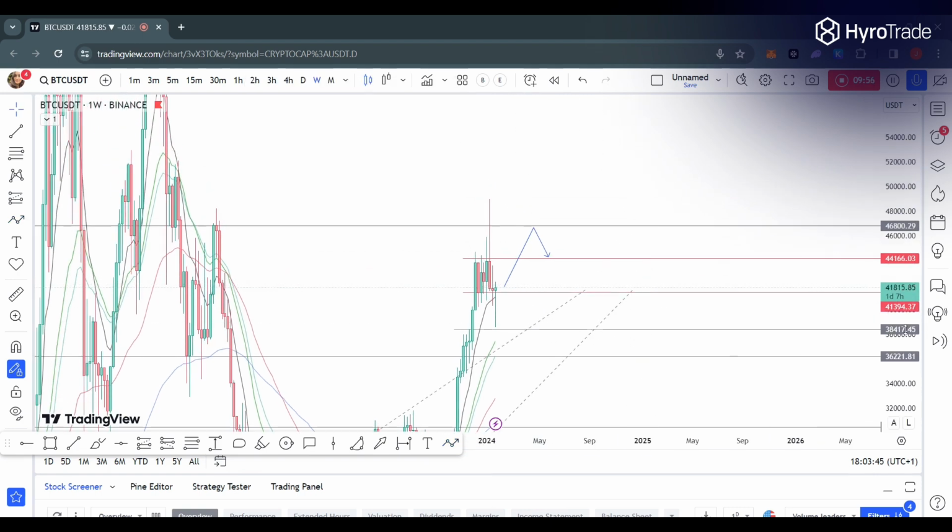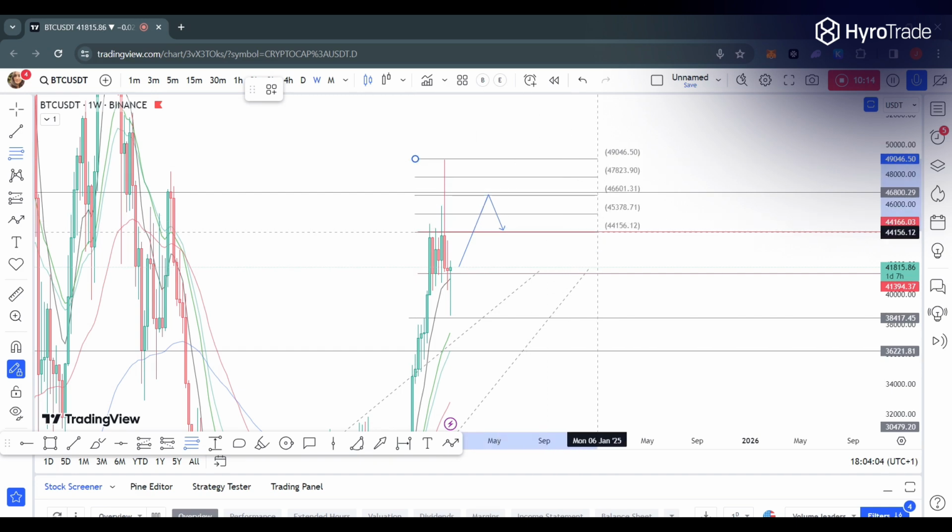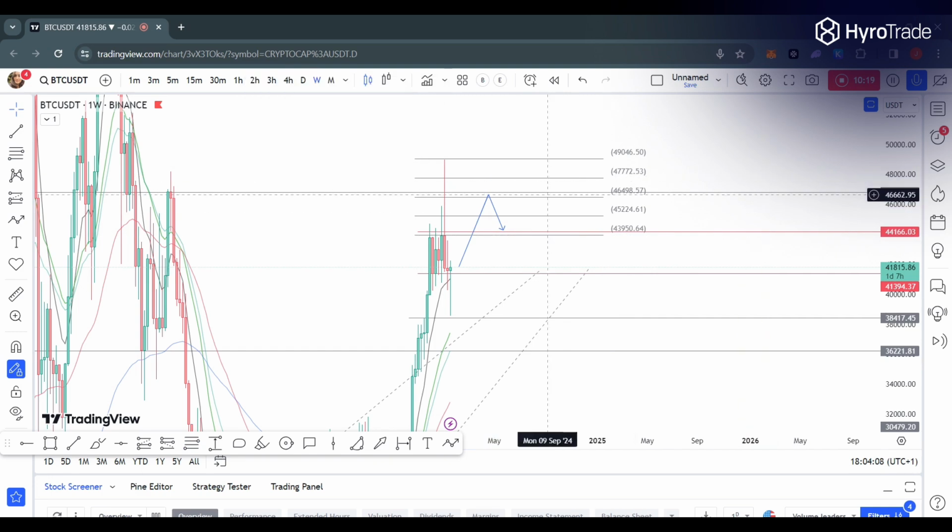And here I have another level, and this level is 44,166, which may stand as either a resistance or a support. First of all, why did I choose 46,800? I have this method with Fibonacci. Okay, it should be a bit lower here.